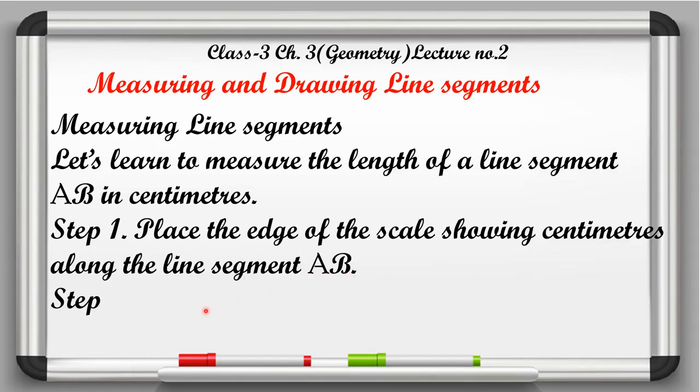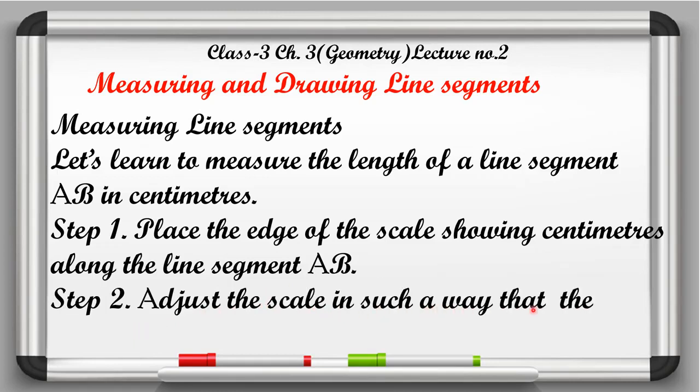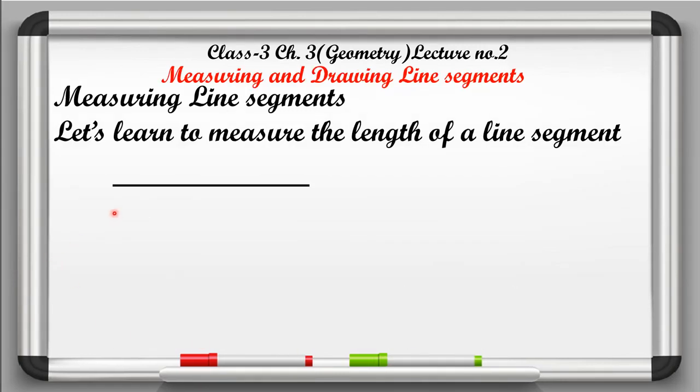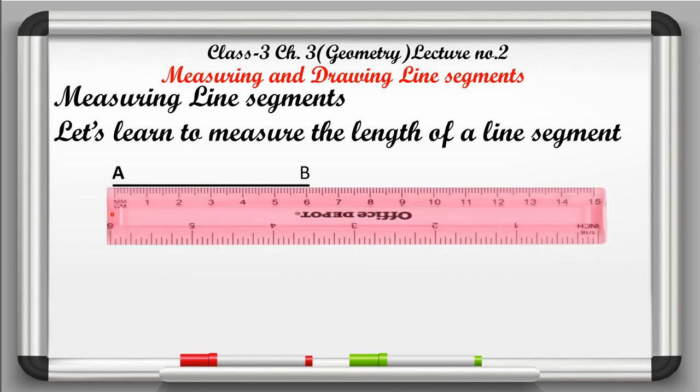Step number 2: adjust the scale in such a way that the zero mark of the scale is at the point A. Like this. See, here is a line segment, and this is line segment AB. Now we have to measure this line segment. So now we will put the scale in such a way that it starts from 0. Here you can see at point B it is showing 6 centimeters.